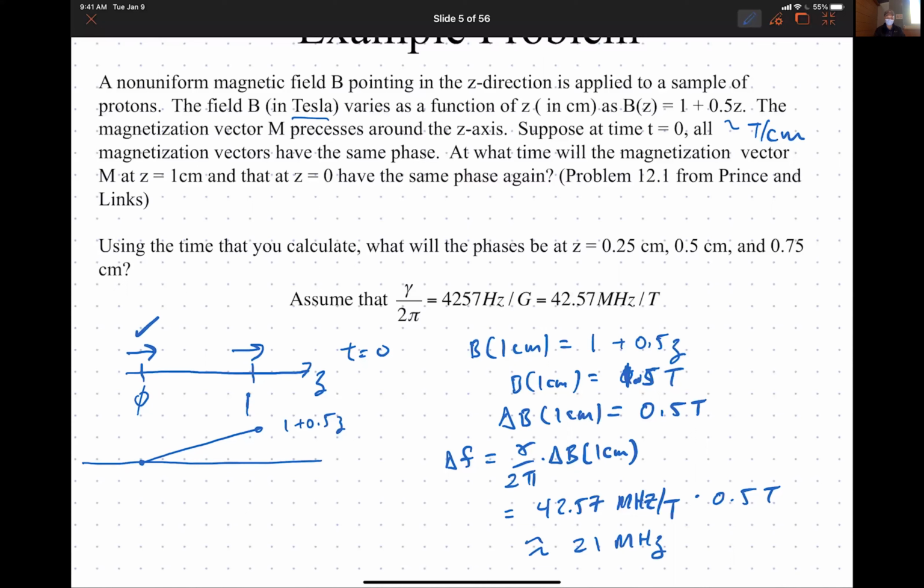So you know that delta F is 21 megahertz. What would be the period required for it to get back to theta equals 0? Any ideas? Okay. So in general, what's the relationship between frequency and period? Yeah, right. So the period is just going to be 1 over delta F.